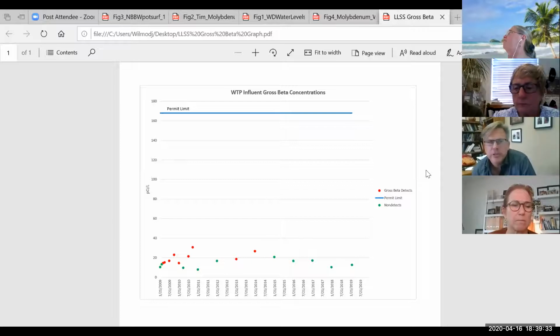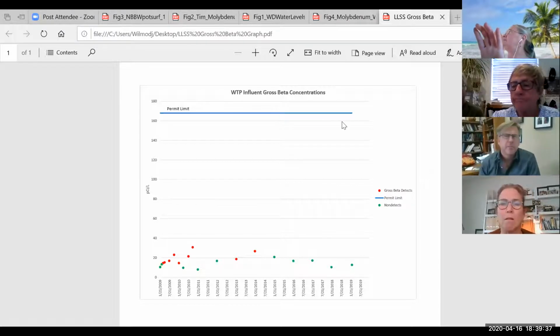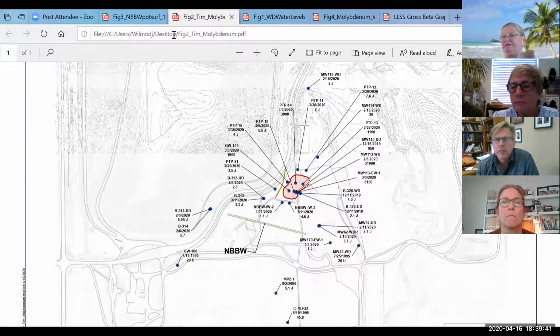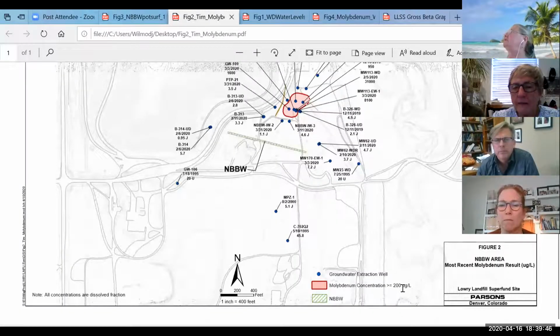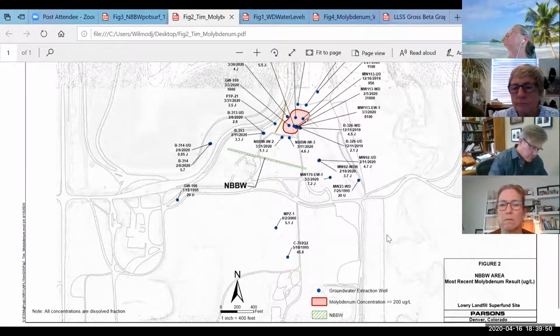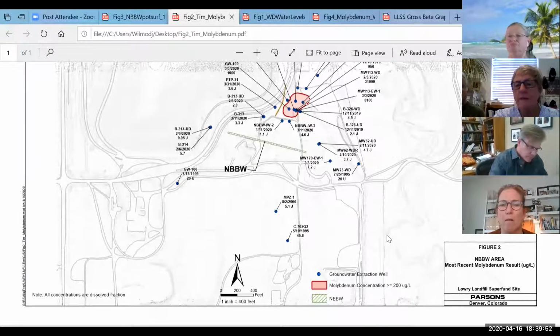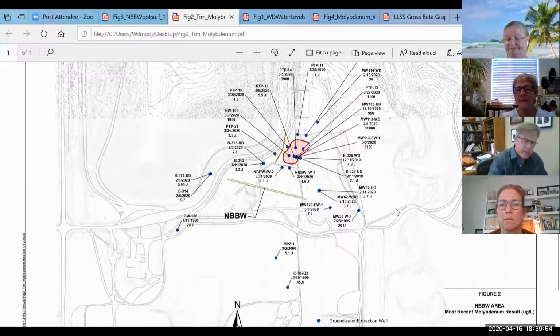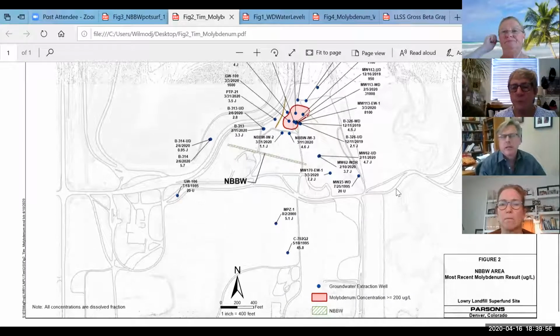I have a couple of questions. The first one, from your exceedance area, what are you considering an exceedance? And what's the standard? That's on the figure. So this is based on 200. I think the state standard's 210. I don't know why they just did it at 200.